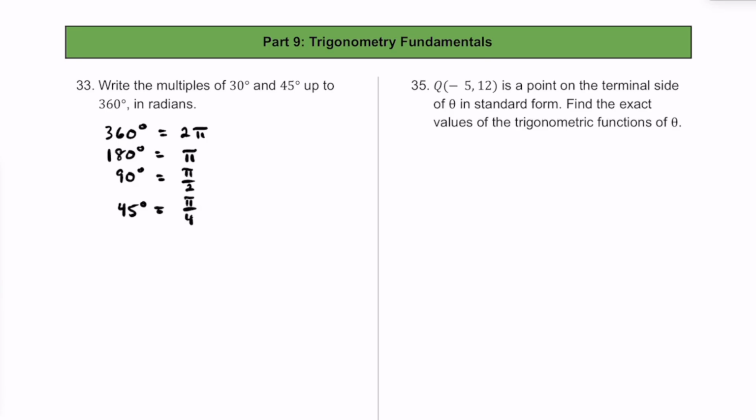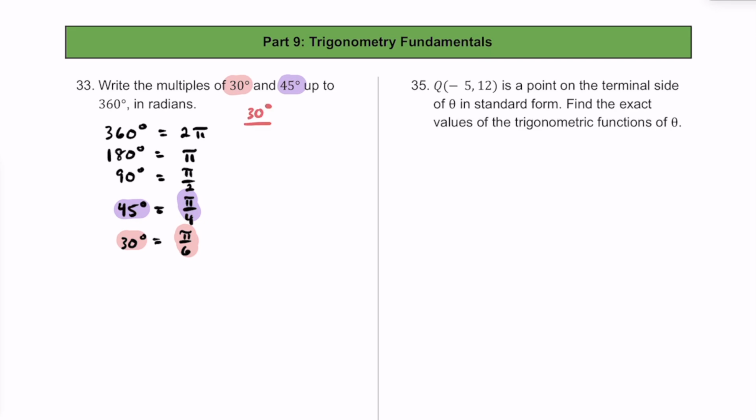Well, if we take this 180 degrees right over here and we divide that by 6, then we would end up with 30 degrees, right? So 30 degrees here would end up being pi divided by 6. So we have to write all the multiples, I guess, of this 30 degrees, which is going to be right over here, which is, we have this as pi over 6. And we also have this 45 degrees, which is this pi over 4. So we're going to go ahead and write the multiples of these in radians.